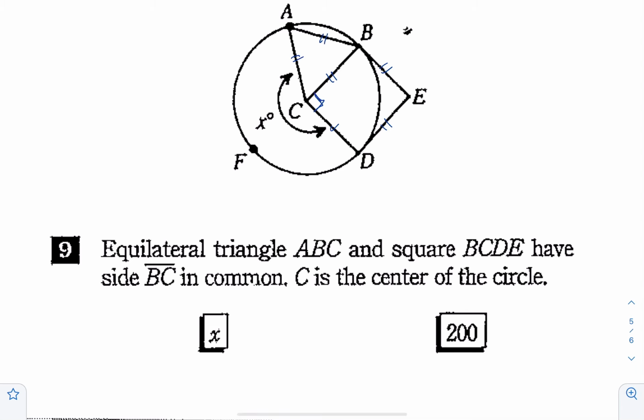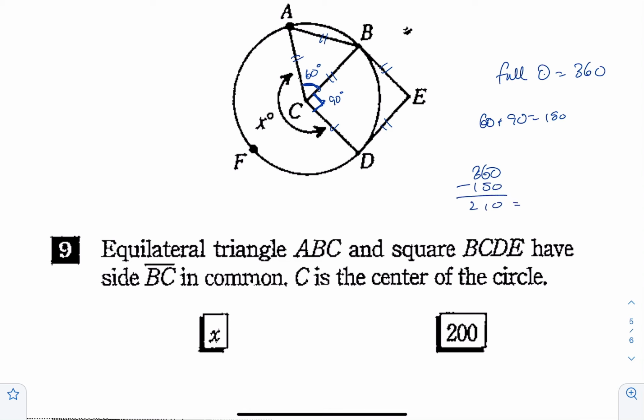You know that a square has an angle of 90 degrees, and an equilateral triangle has an angle of 60 degrees. X will be the leftover angle, the reflex angle, because you have a full circle, which is 360 degrees. 60 plus 90 is already 150, so 360 minus 150 will give you 210, and that's equal to X. And that's greater than 200, so 9 is equal to A as well.